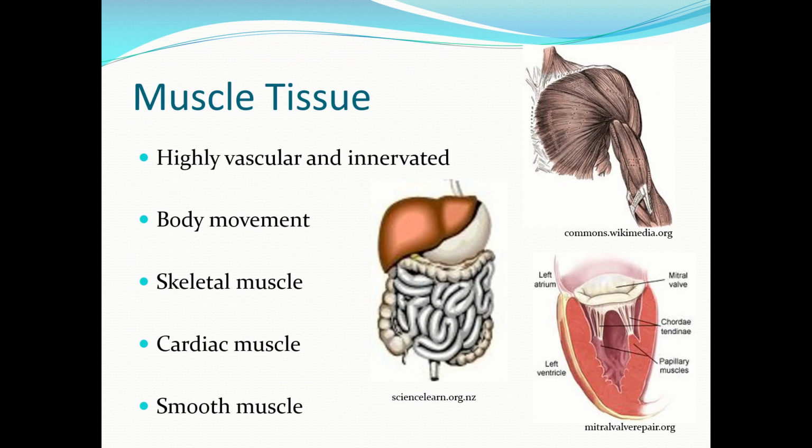The last type of tissue is muscle tissue. This is the fourth type. So we've talked about epithelial tissue, connective tissue, nervous tissue, and now muscle tissue. Muscle tissue characteristics are that it is highly vascularized and innervated. So there's a lot of blood flow going to the muscle tissue. It's highly metabolic, and it is going to have the motor response. So motor neurons will be connected to the cells of the muscles.